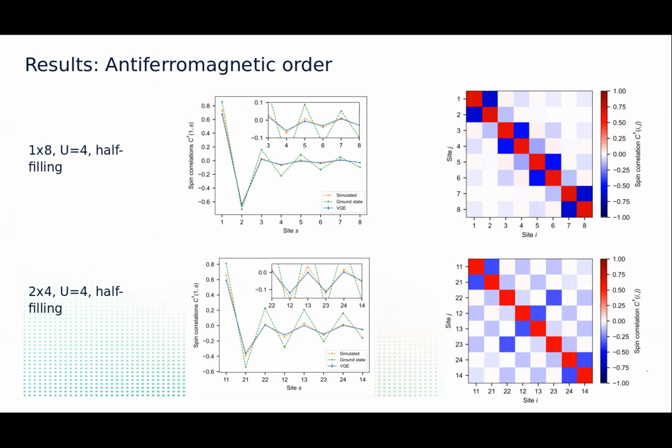Here we use the same mapping, following the same order of the Jordan-Wigner string that I showed before. So it's going like a snake through the system. And this is the ordering in the ground state, or in our approximation of the ground state. And the colors are representing values between -1 and 1. So essentially, this is either spins pointing up or down. Oh, just that. Okay, all right. So it's just a correlation.